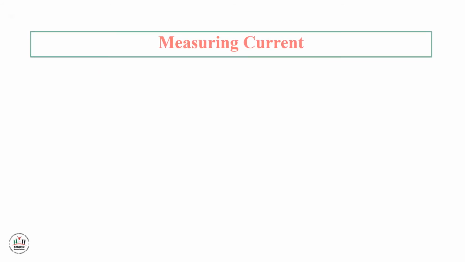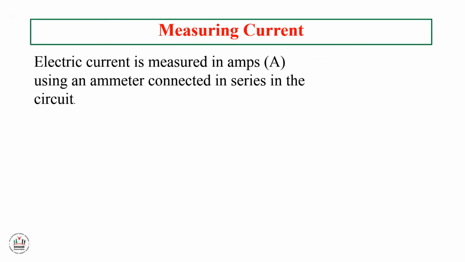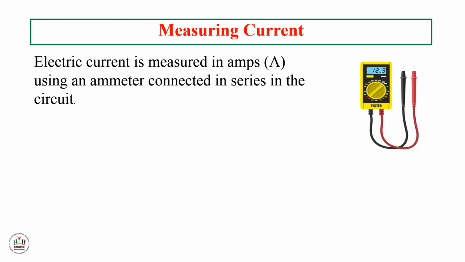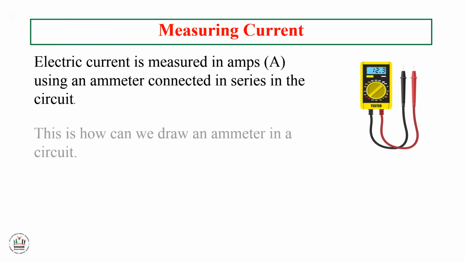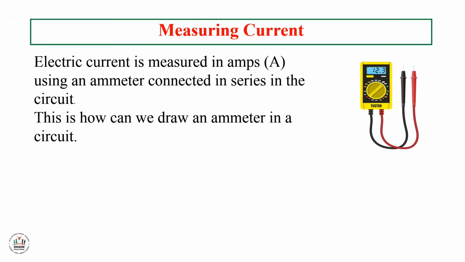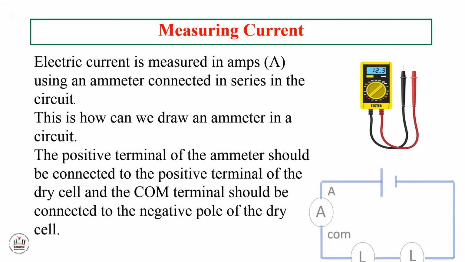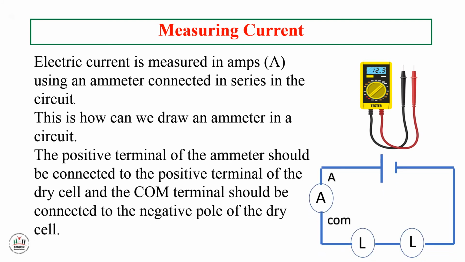Electric current is measured in amperes, using an ammeter that's connected in series in the circuit. That's how we connect an ammeter to our circuit. The positive terminal of the ammeter should be connected to the positive terminal of the dry cell, and the COM, which is the negative terminal of the ammeter, should be connected to the negative pole of the dry cell.